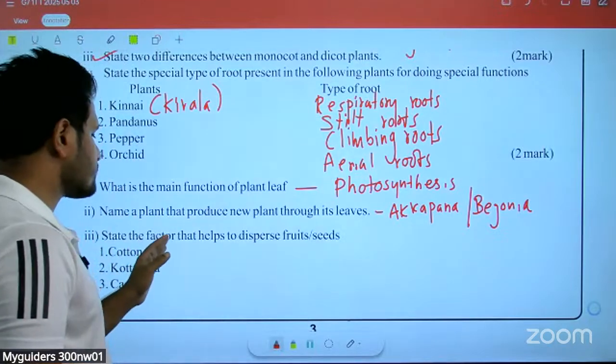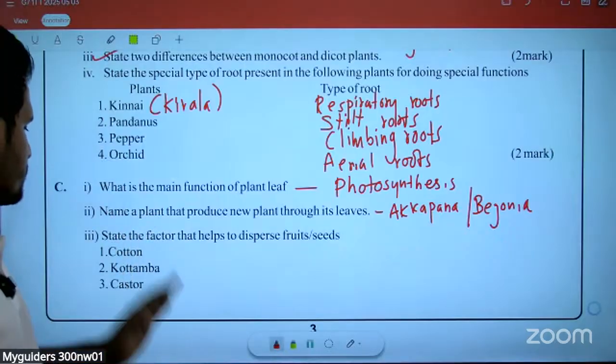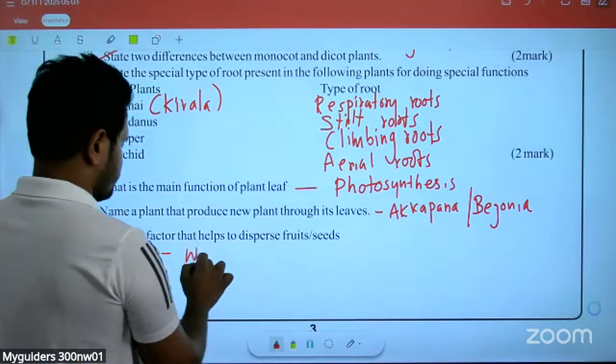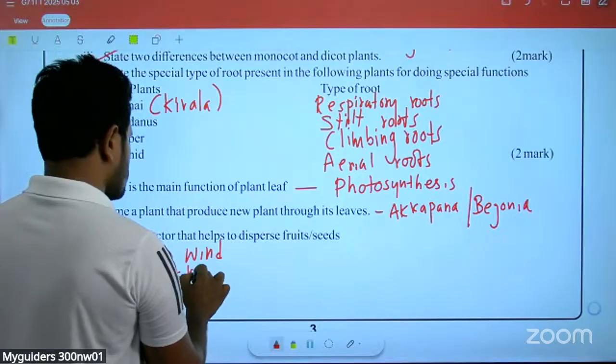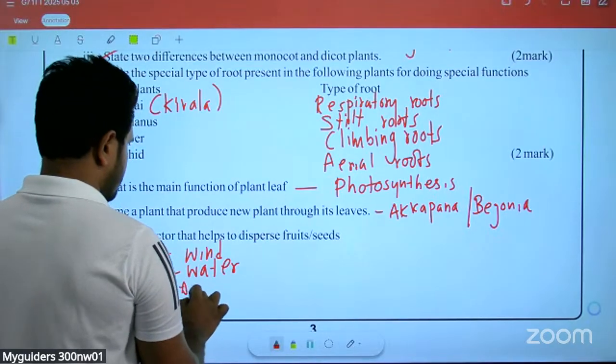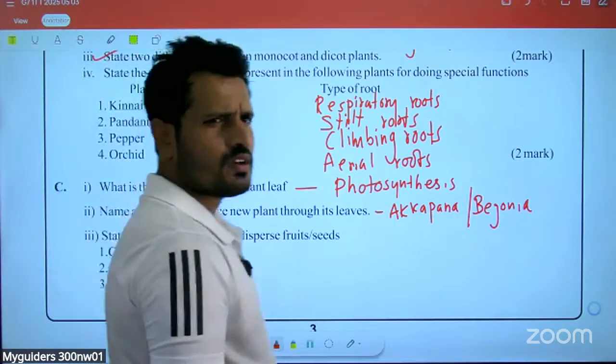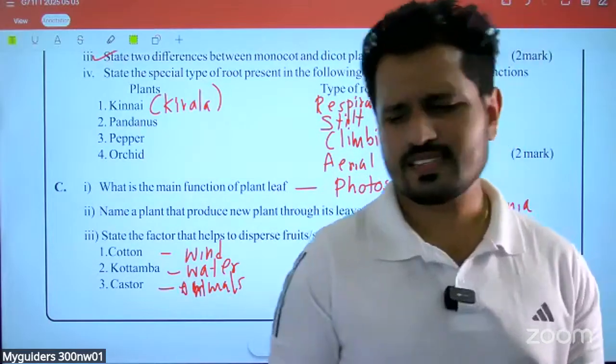State the factors that help to disperse fruits or seeds. Cotton වල කොහොමද? Wind එකෙන්. කොට්ටම්බ water වලින්. Castor by animals. Right? So simple. Lazy. හොඳටම lazy.